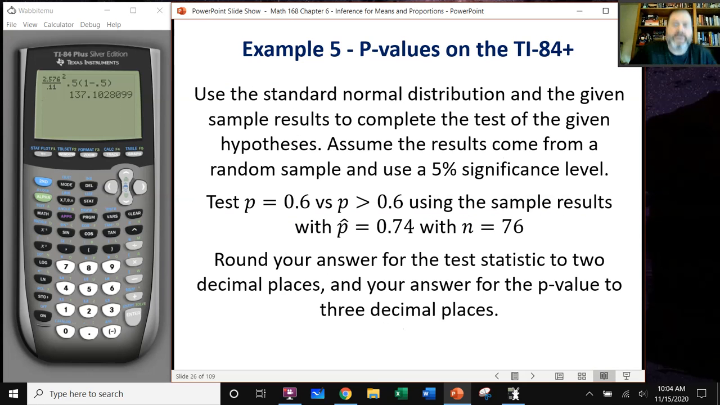So let's do example 5. Use the standard normal distribution and the given sample results to complete the test of the given hypotheses. Assume the results come from a random sample and use a 5% significance level. Test p equals 0.6 versus p greater than 0.6 using the sample results with p hat at 0.74 and n equals 76.